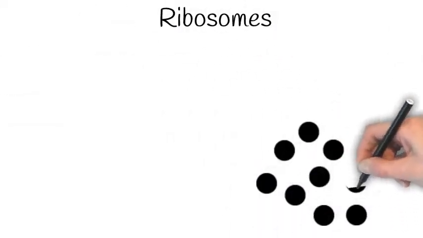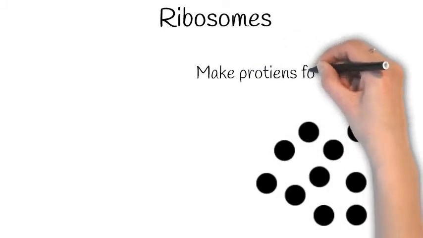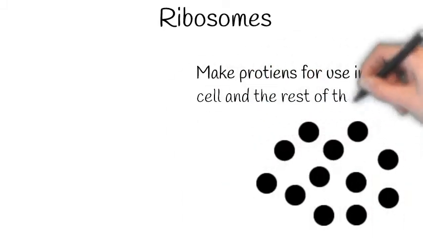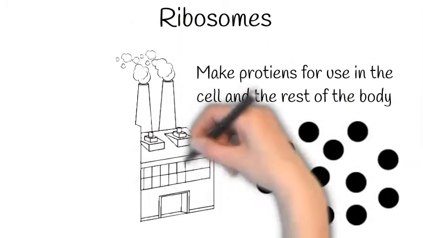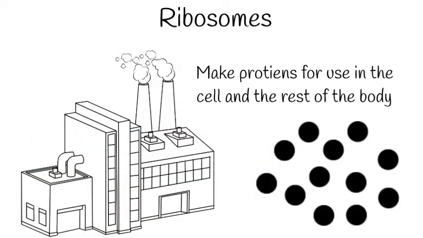Ribosomes make proteins. They can float around the cell or attach themselves to the endoplasmic reticulum. They are little protein-making factories within each cell.